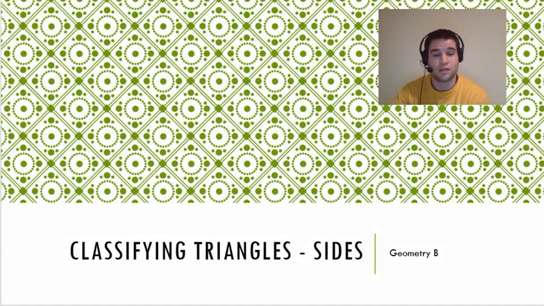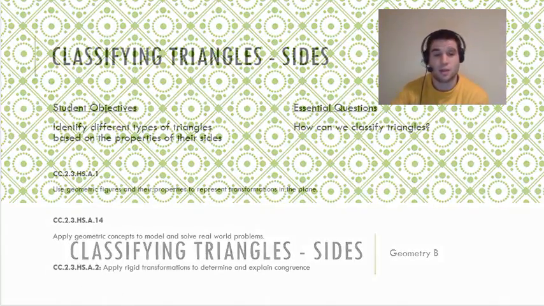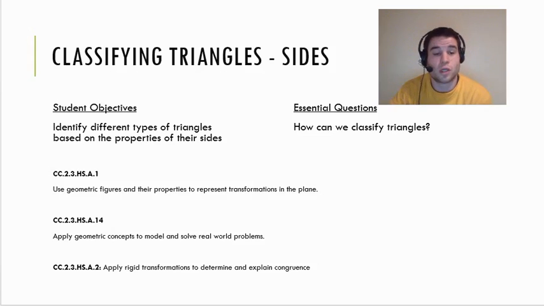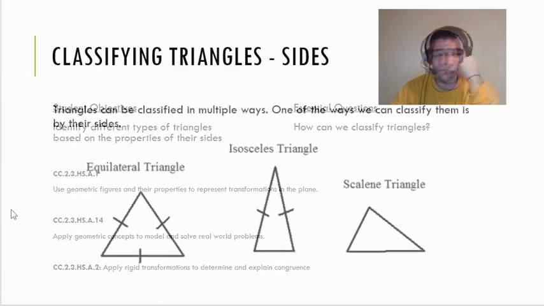Hey, so this lesson is about classifying triangles by their sides. Our student learning objective is to identify different types of triangles based on the properties of their sides. And the essential question: how can we classify triangles? And below you'll see the Common Core standards.